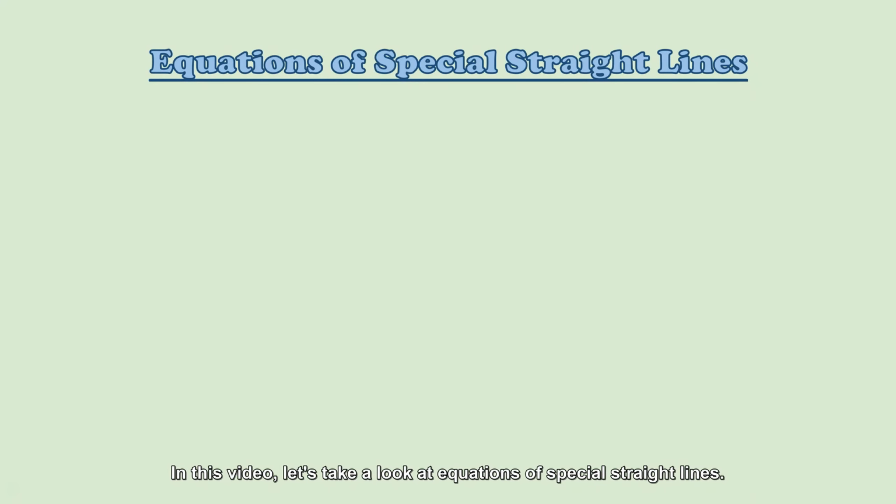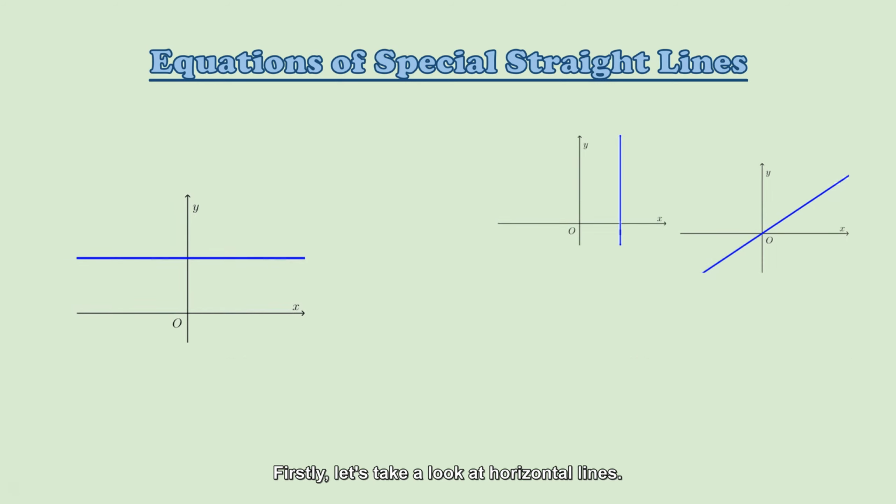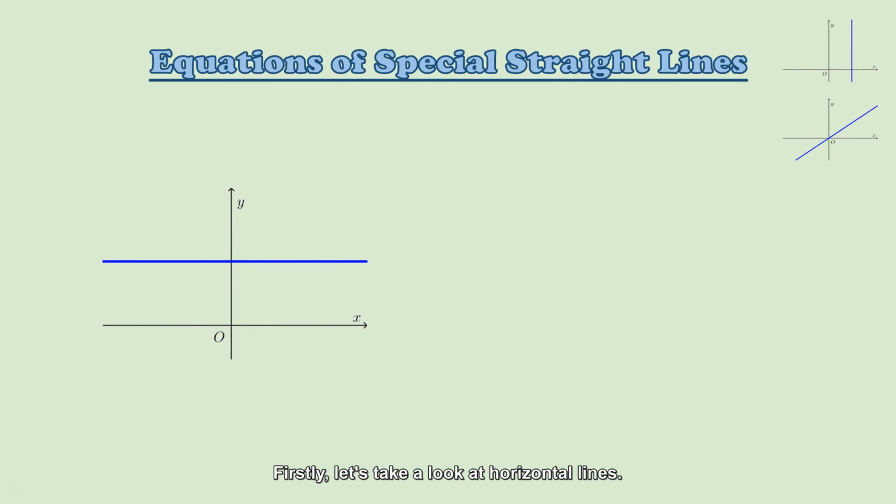In this video, let's take a look at equations of special straight lines. In particular, we will look at these three kinds of special lines: horizontal lines, vertical lines, and lines passing through the origin. Firstly, let's take a look at horizontal lines.